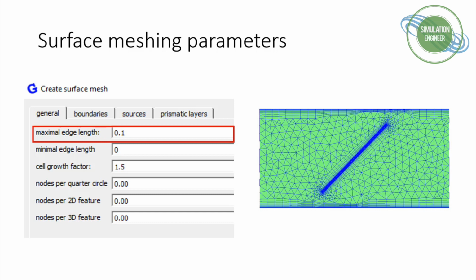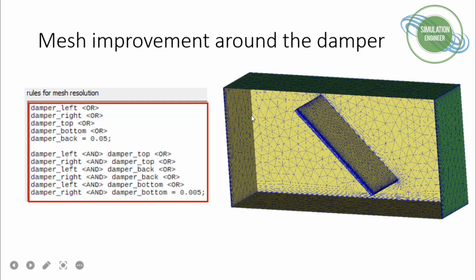So these are the surface meshing parameters. I'm using a maximum edge length of about 0.1. And as always in other meshing tools, if you're using Snappy Hex Mesh or other commercial meshing tools, you always have the option or privilege to perform local mesh refinements or surface refinements. So NGrid is also giving you this option, which is in the form of rules for mesh resolution.